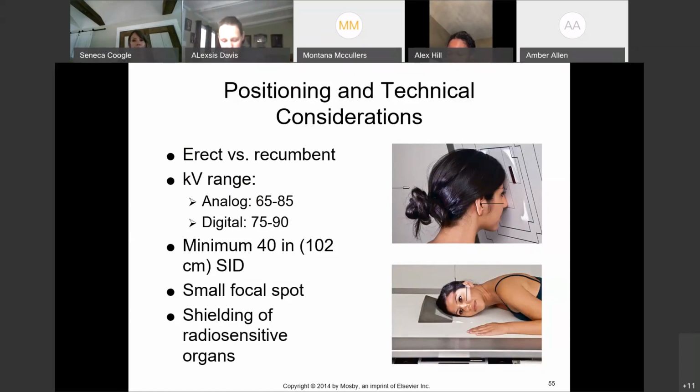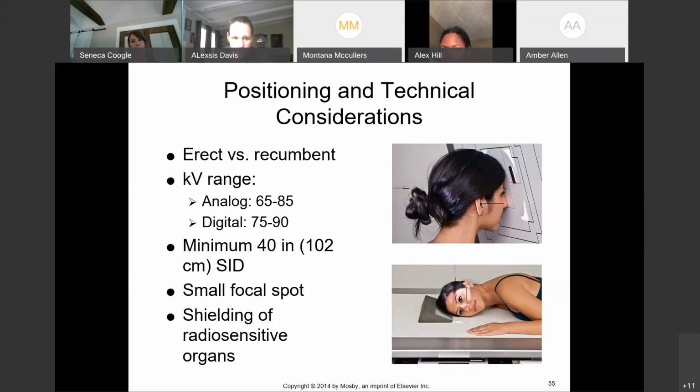Minimum of 40-inch SID. Notice that does say minimum. Whenever you're being evaluated for your lab eval, we say 40 because that's easy for everybody to stick with for lab eval. You can absolutely do these projections at 60 or 72 inches.